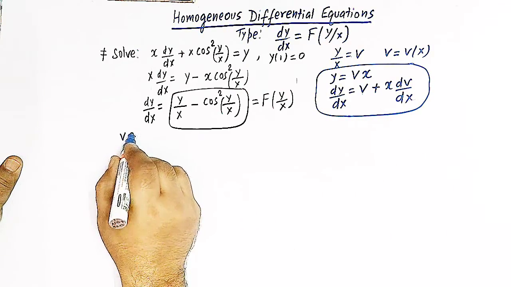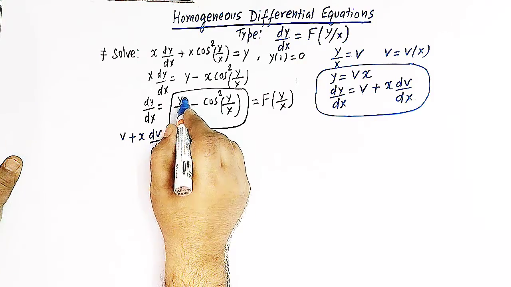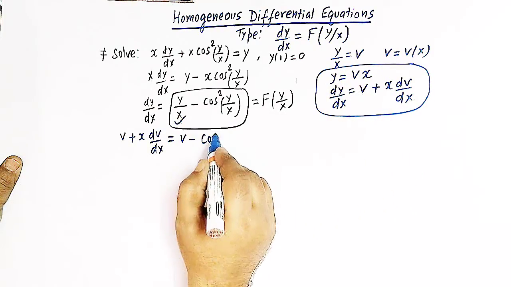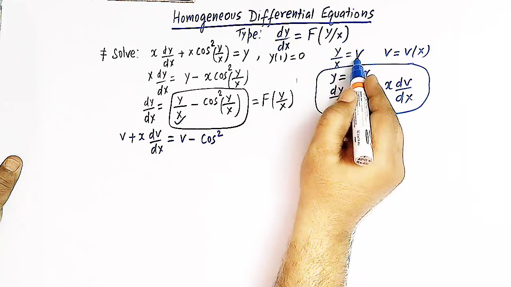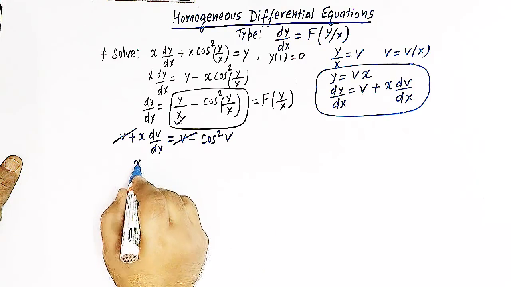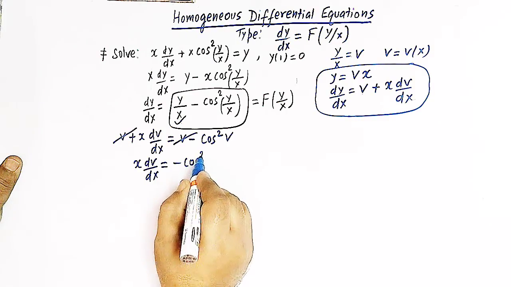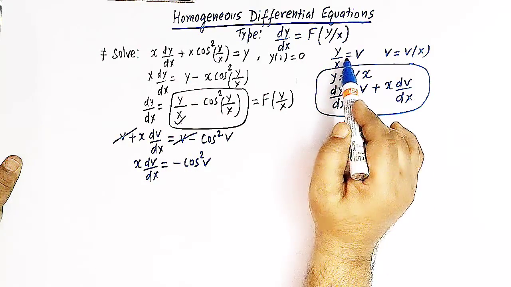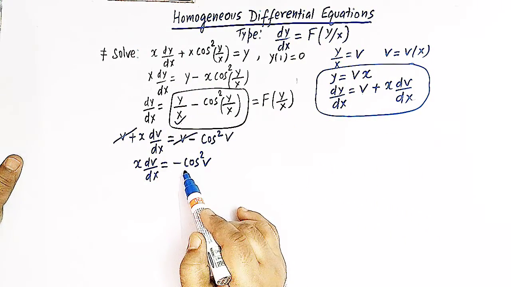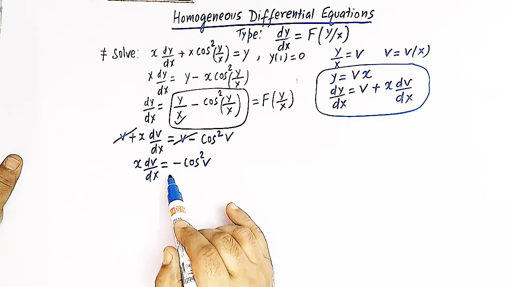So here we have v plus x dv over dx, and here we have y over x is v, and then we have cos square y over x is v. So here we have v. Now this v and this v get cancelled, and we have x dv over dx is equal to minus cos square v, right? So by making this substitution, we have reduced this equation into this form, and we can now easily see that this is a variable separable form, right?